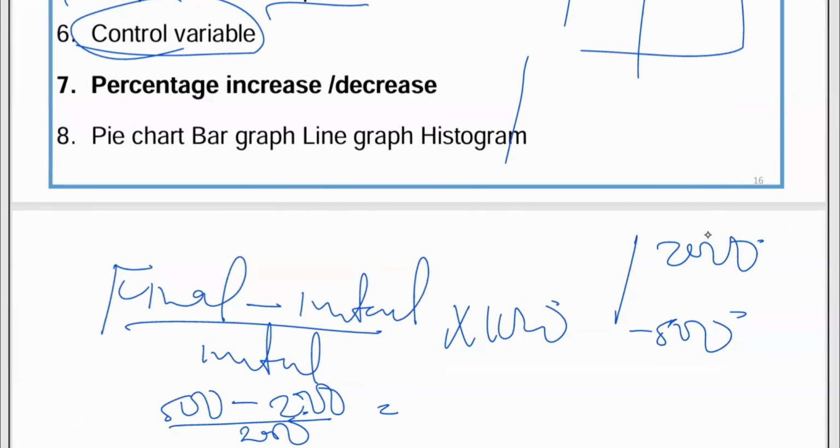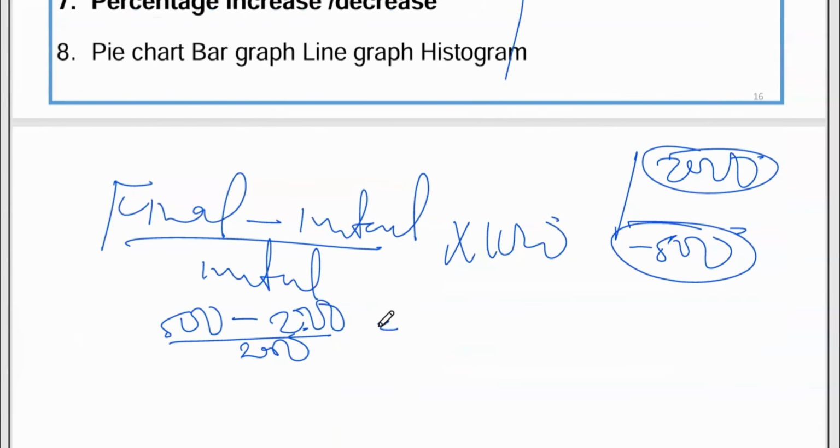But in most cases, since you started at 2000 and then ended up with 1000, it's going to become a percentage decrease. So it means that the moment you see that you have a negative, basically it becomes a percentage decrease. But the actual formula for percentage decrease is going to be initial minus final over initial times 100.